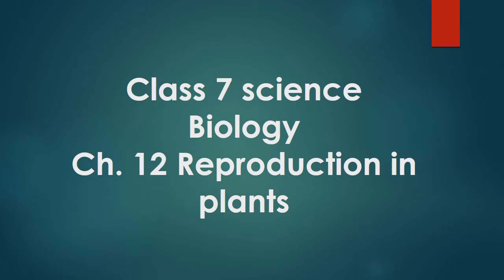We are going to study chapter 12, reproduction in plants. All living organisms have the characteristic that they can produce their own kind. This production of offspring from the parents, we call reproduction. We are going to study the different modes of reproduction in plants.